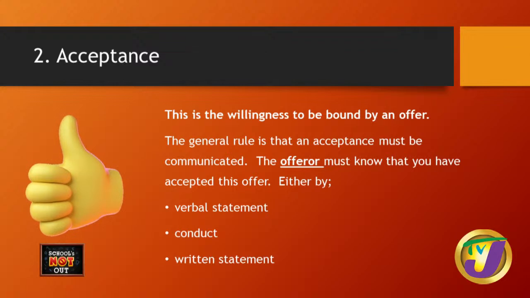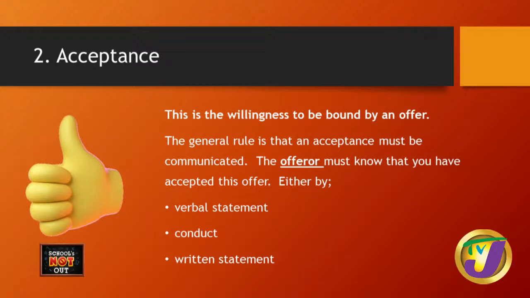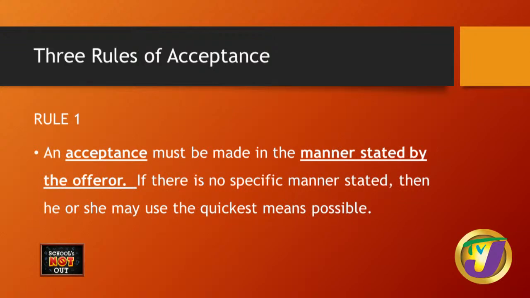So this is the willingness to be bound by an offer. And the general rule is that an acceptance must be communicated. The offerer must know that you have accepted this offer, and it can be done either through a verbal statement, conduct, or a written statement. Now, here are some rules that guide us in acceptance of offers. An acceptance must be made in the manner stated by the offerer. So whenever you express your acceptance, it must be done in the manner stated by the offerer. And if there's no specific manner stated, then the offeree may use the quickest means possible.